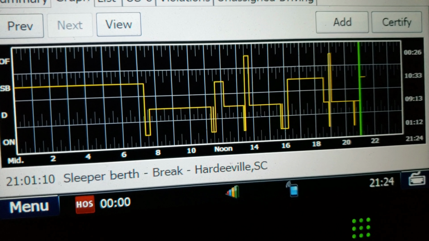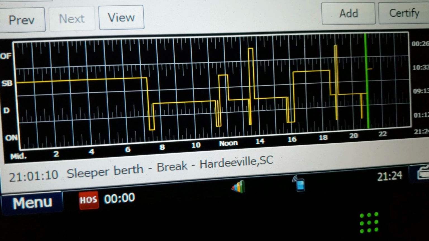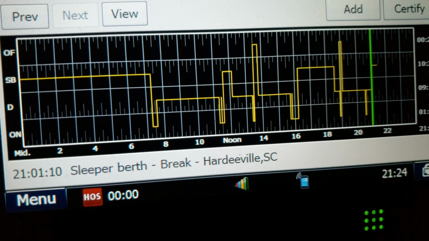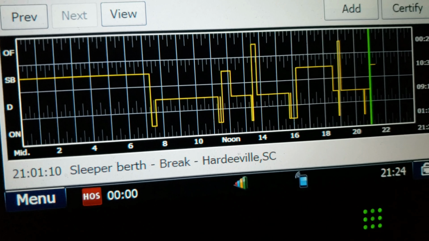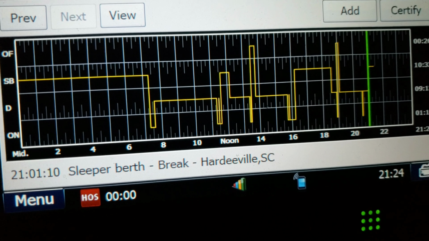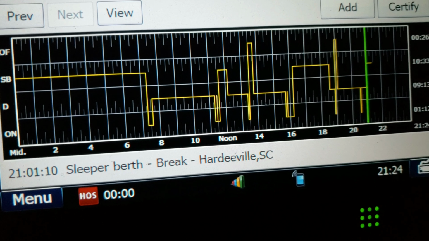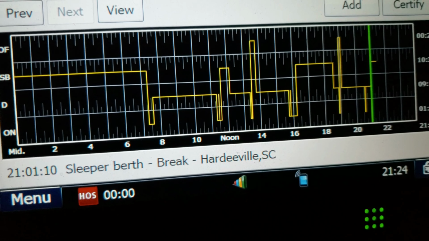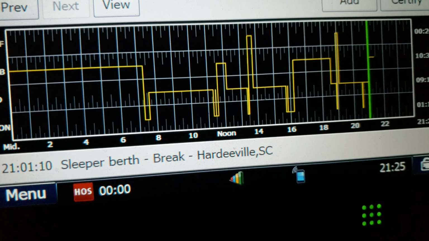Now if you look on this log right here at 1600, right about 1615, I took a 2-hour break. So that counts as my 2-hour break for the 8-hour split, the 8 and 2 split. So now at 2100, I'm taking an 8-hour break. After the 8-hour break, it'll give me my time back, subtract what I already drove between when I take the 2-hour break and now when I'm taking the 8-hour break.